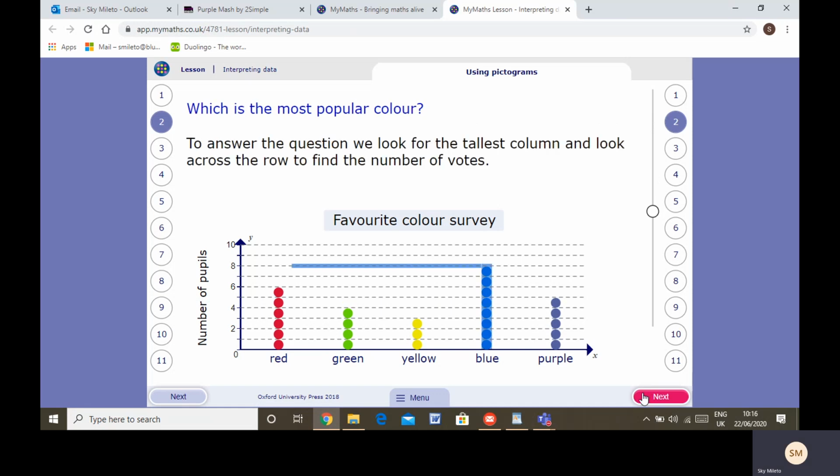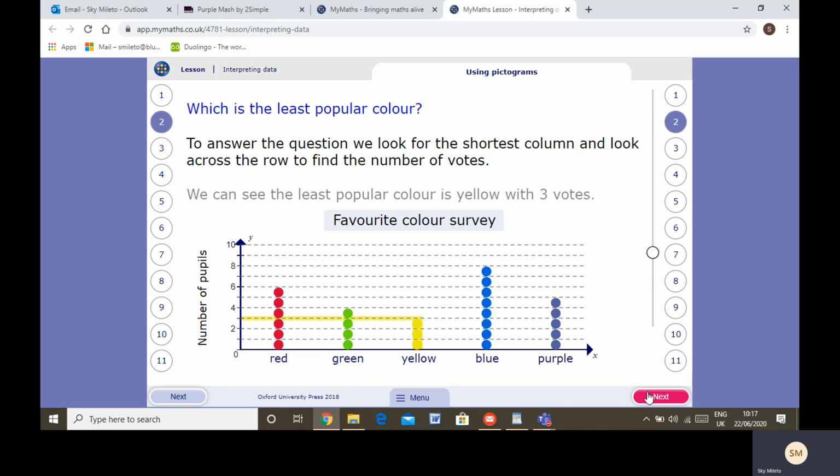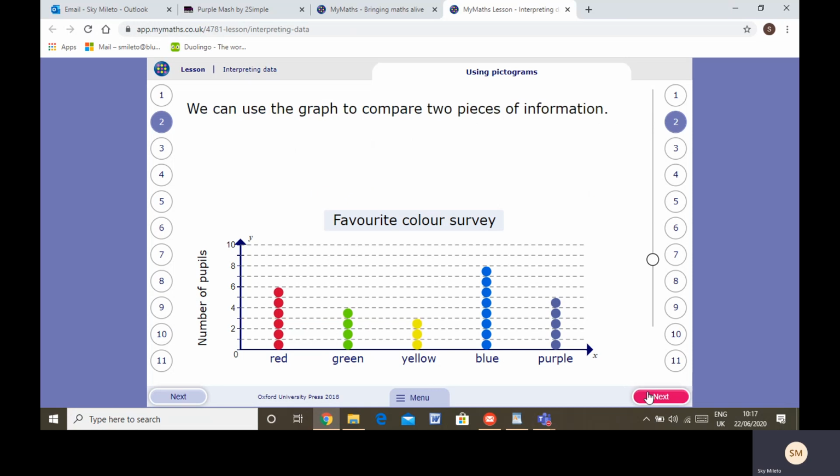The most popular colour, we look at the one which is the highest. We can see blue is the highest. Now we don't even have to know how many people like blue. It's not asking us that, it's only asking us what the tallest column was, what the most people like. But as you can see, 8 people like blue. Least popular colour, you're looking at the shortest column. We can see only 3 people liked yellow. Yellow is my favourite colour, so I'm sad about that.